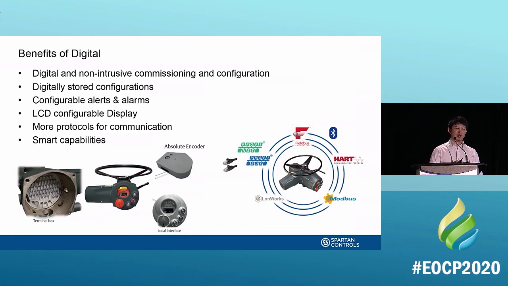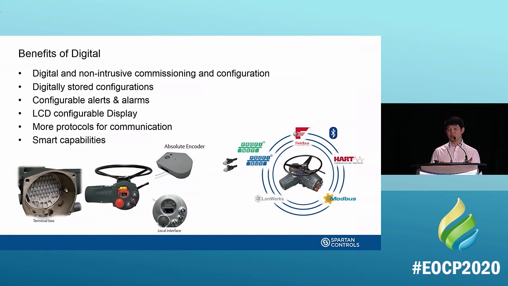So now a lot of our actuation has been moved over to digital because we're now in a digital age. A lot of our plants are trying to get data. We're trying to understand where our processes are currently at. So the benefits of digital is instead of us having to commission these using screwdrivers or mechanical components, these things can all be done via software. They can all be done digitally.